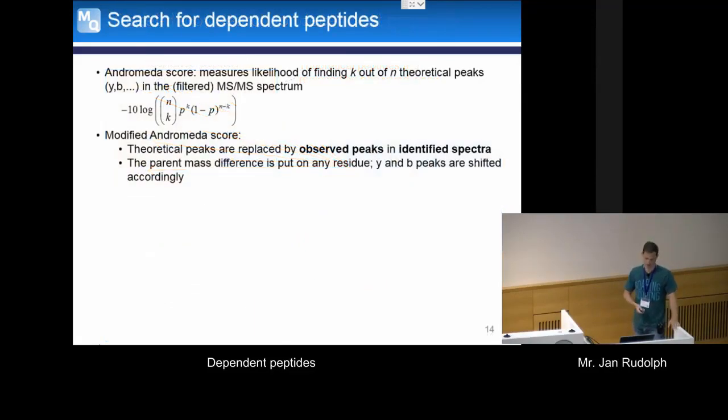Okay, so let's look a bit deeper. Petra will again cover Andromeda, but I just want to mention that to score our matches, we actually use a modified version of the Andromeda score, which is just giving a probability to finding k out of n theoretical peaks. And here, since we are not matching to theoretical spectra, but rather to our previously identified spectra, we have to switch out the theoretical peaks with our observed peaks. And similar to the PTM localization, we will also do the same in the dependent peptides, where we try to apply the mass shift to all different positions.